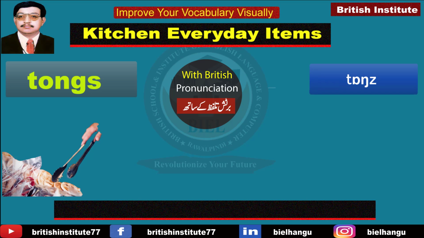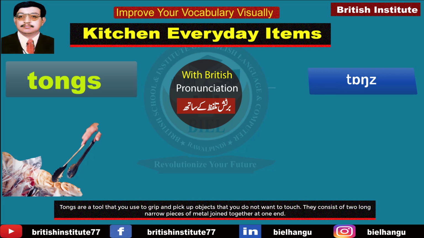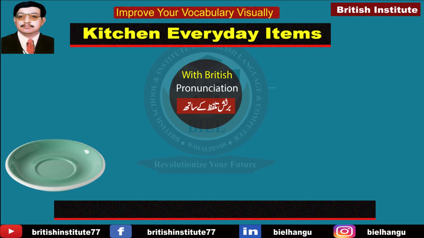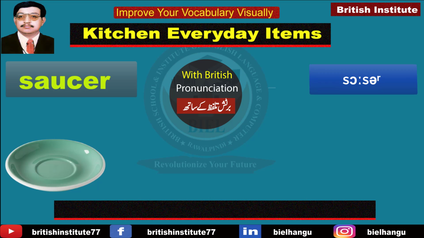Tongs. Tongs are a tool that you use to grip and pick up objects that you do not want to touch. They consist of two long narrow pieces of metal joined together at one end. Saucer. A saucer is a small curved plate on which you stand a cup.